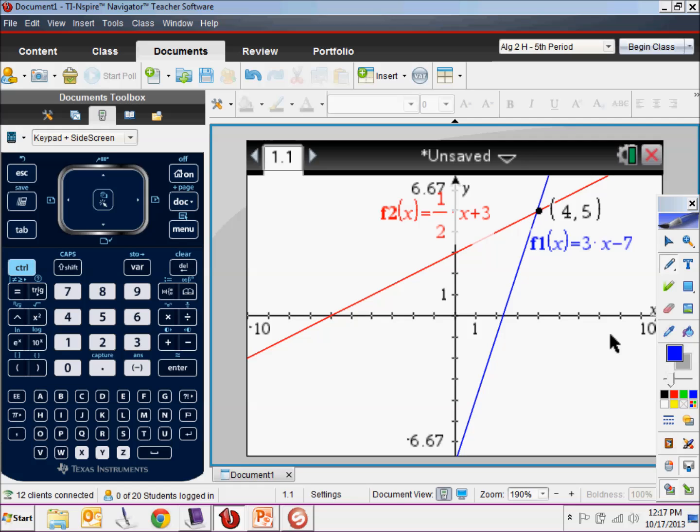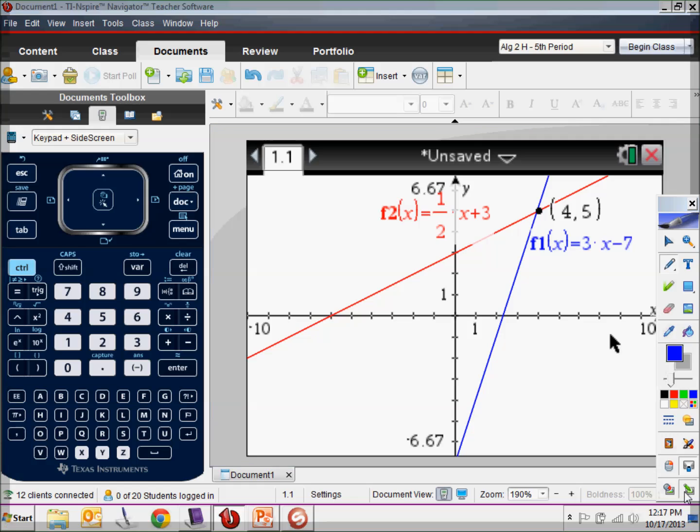All right, so I have this, and now I'm going to focus on the x. And what is the x? 4. So I have x is 4. Now, what I need to determine is, at this point, I want 3x minus 7 to be greater than or equal to 1/2 x plus 3. If I want it to be greater than or equal to, I know that this symbol has to be greater than or equal to or less than or equal to.